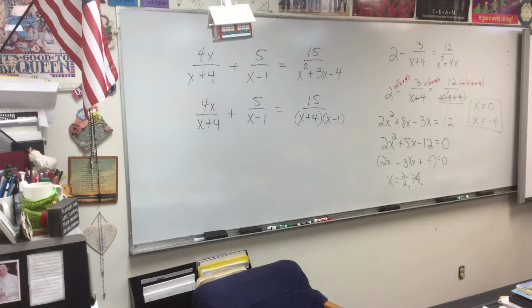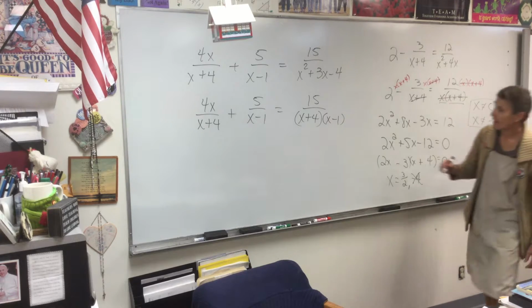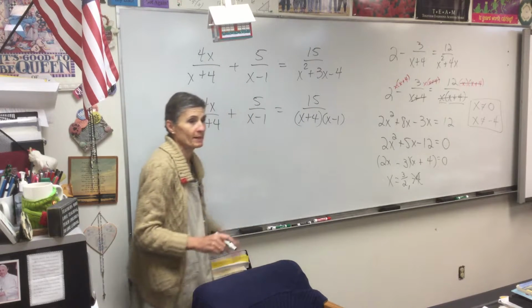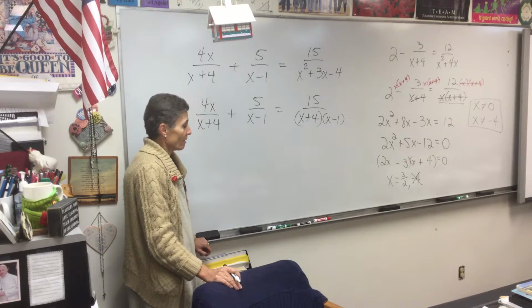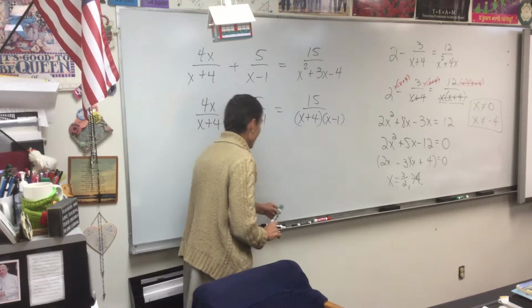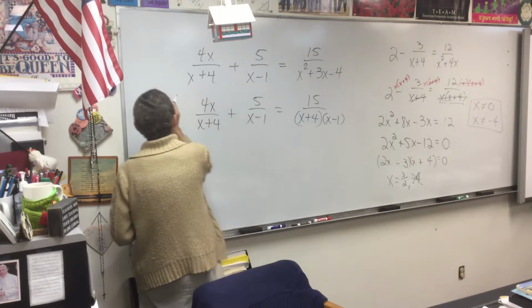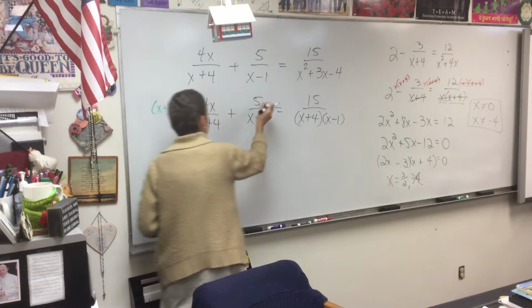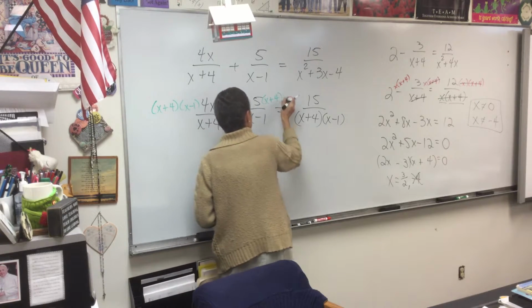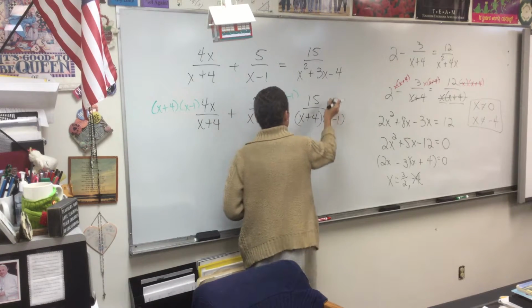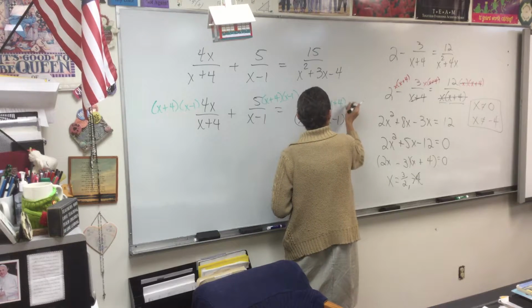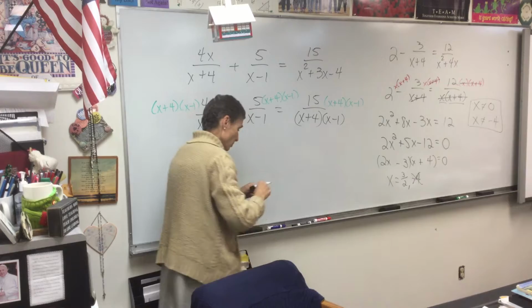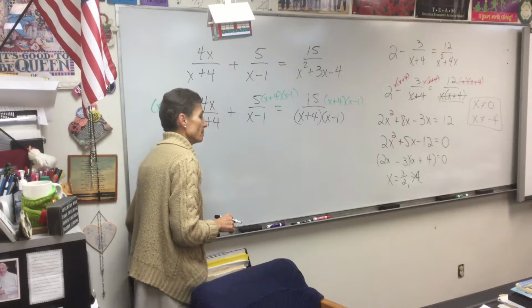It's alright. So I did what Patty said. I always do what Patty says. I factored this denominator. Alright, now what am I going to multiply through by? x plus 4, x minus 1. Remember, you can only multiply when you multiply everything by the same thing. You can't multiply different pieces by different things.